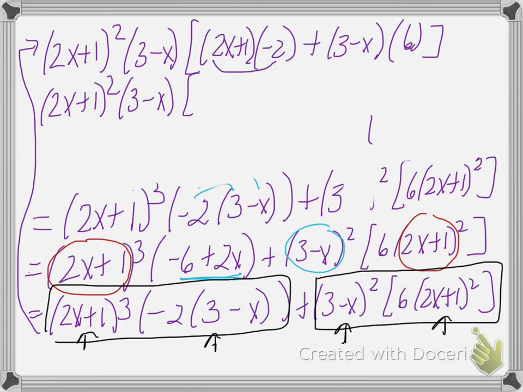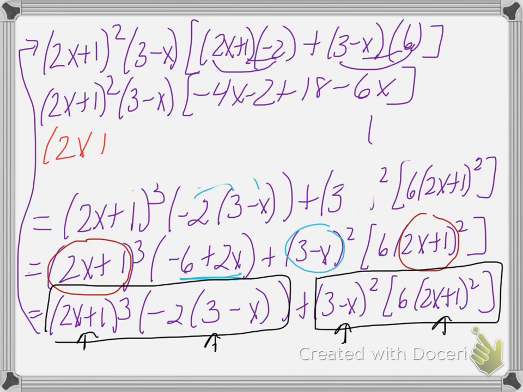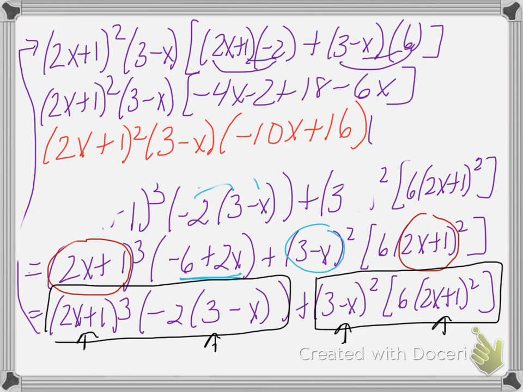So I'm going to distribute this negative 2 here. And I'm going to distribute that 6. And now I'm going to simplify one final time. I'm going to do that one in red so you'll see the final answer. Negative 4x and negative 6x is negative 10x. Negative 2 plus 18 is 16. And that almost matches one of the multiple choices.